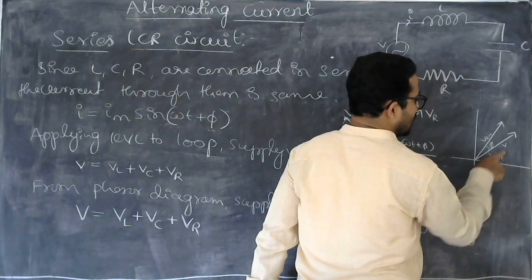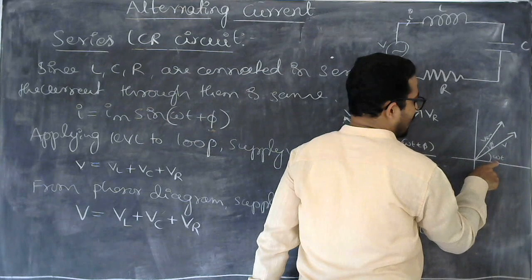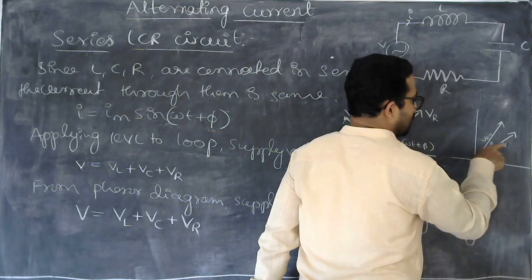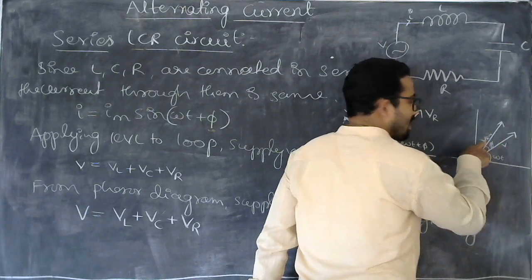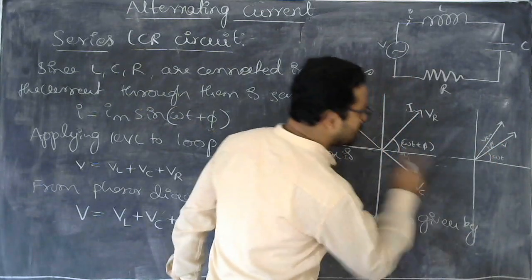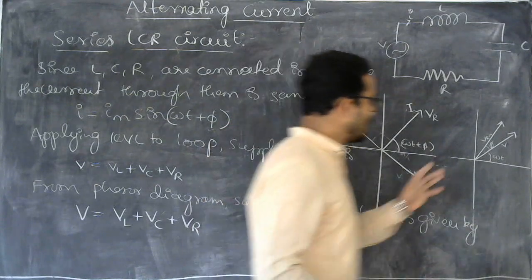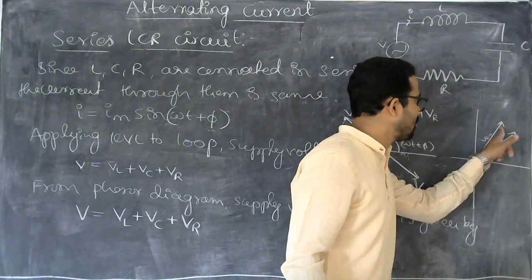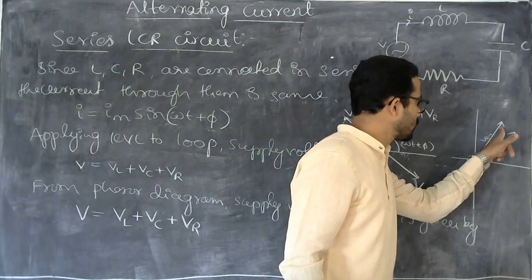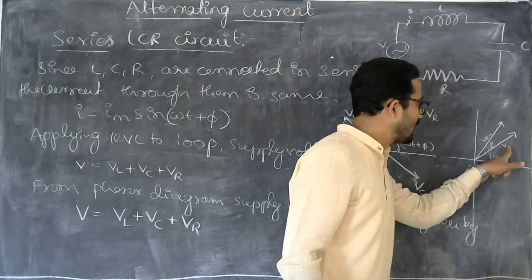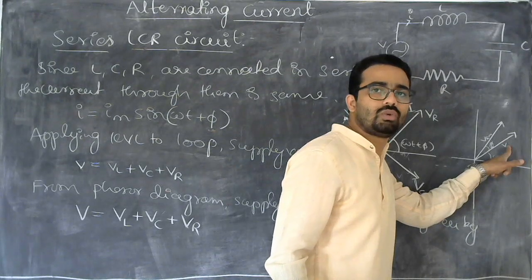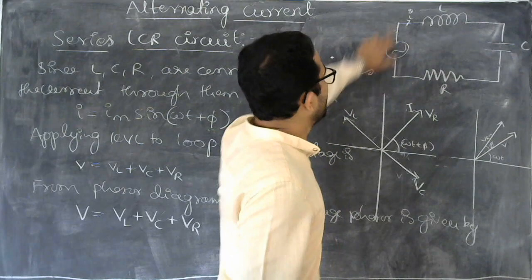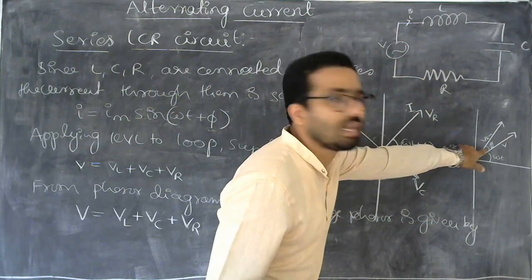Omega t is the angle from the reference axis to the supply voltage, and phi is the angle from the supply voltage to VR. From this, you can see there is a phase difference phi between I, which is along the same line as VR, and the supply voltage. I told you in the beginning that there will be a phase difference between the supply voltage and current. This is what you can see here.